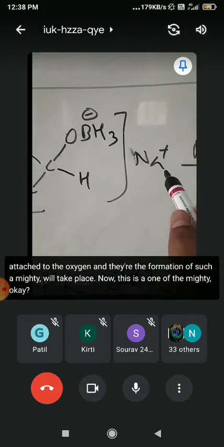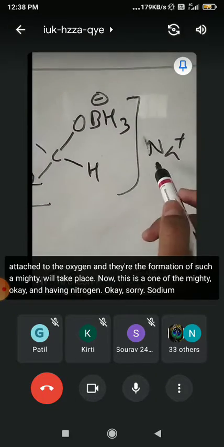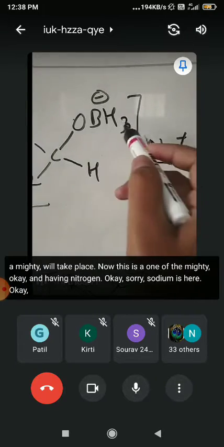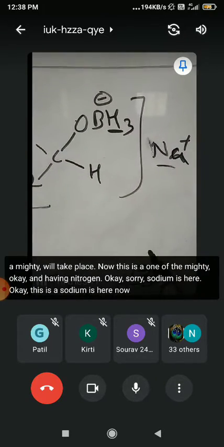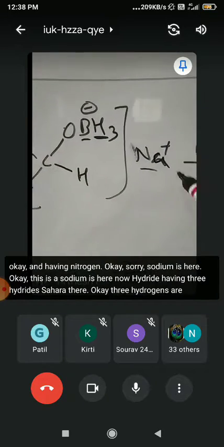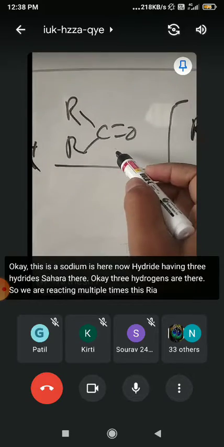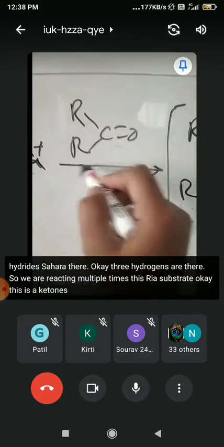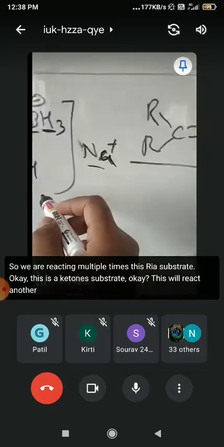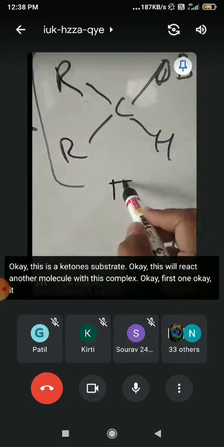Sorry, sodium is here. Now there are 3 hydrides, 3 hydrogens remaining, so we are reacting this substrate multiple times. This is a ketone substrate. Another molecule will react with this complex; the first one will be converted into the second one.